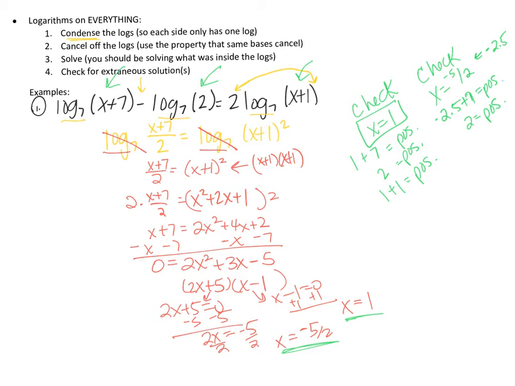All right, so it looks like it's working. But then what happens when we get to this next one? We have negative 2.5 plus 1. That is negative. So this actually does not work. It is not a solution.